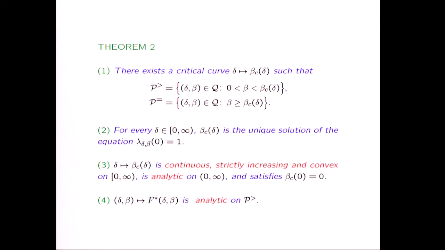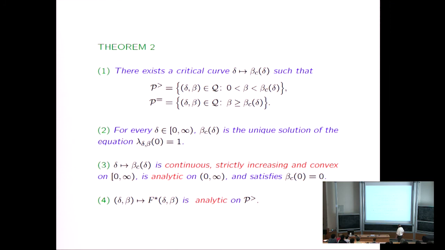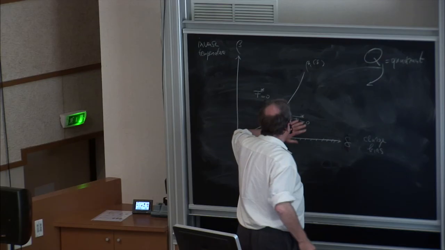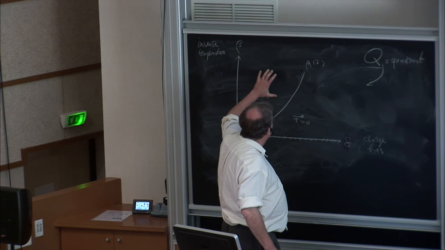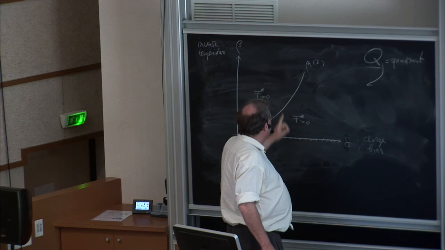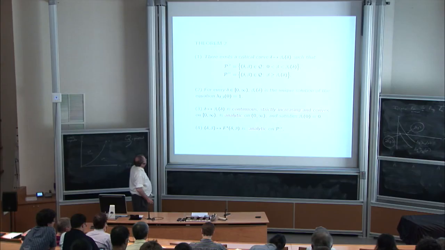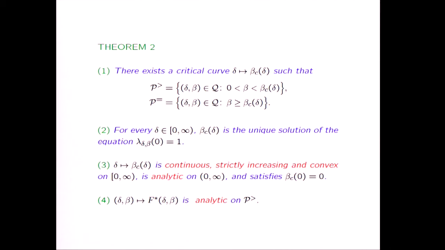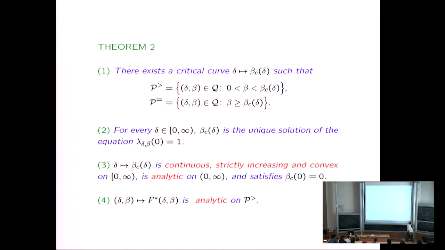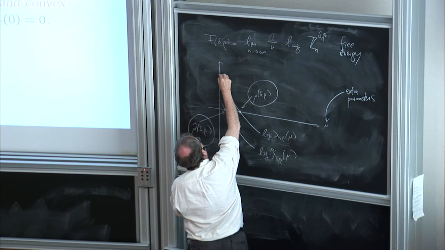Okay, so here comes the second theorem. It says, okay, there is a certain critical curve that separates these two regions where you're strictly positive or zero in your excess free energy. And for every delta, there's a unique value of this critical curve. And this critical curve is actually obtained by asking yourself, when is this point here going to hit zero?